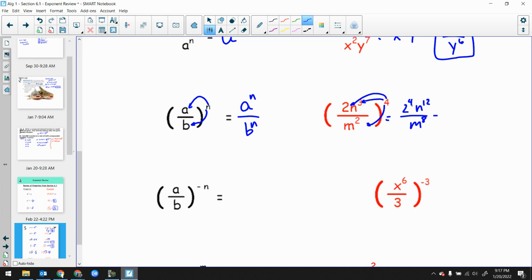Now, remember that this is not becoming 8, right? 2 to the 4th is not 8. You can't just multiply those. 2 to the 4th power is 16. Okay, 16, n to the 12th, m to the 8th. How am I getting that? Well, just put it in your calculator. Go 2 to the 4th power.